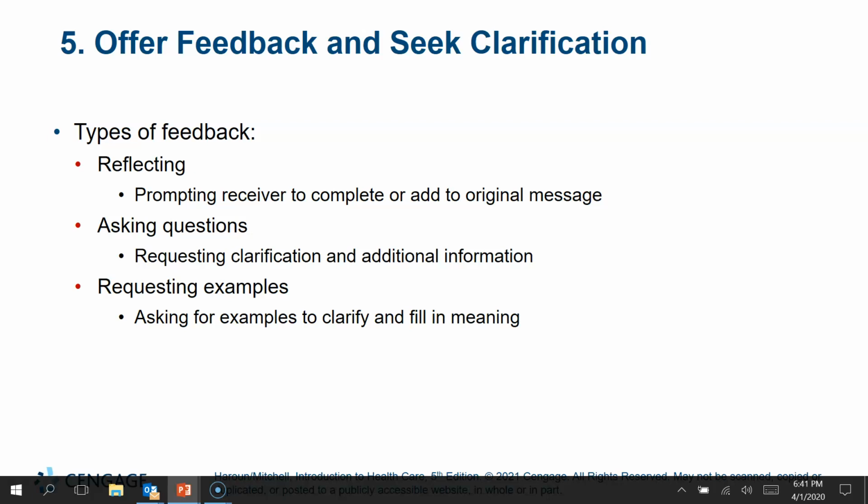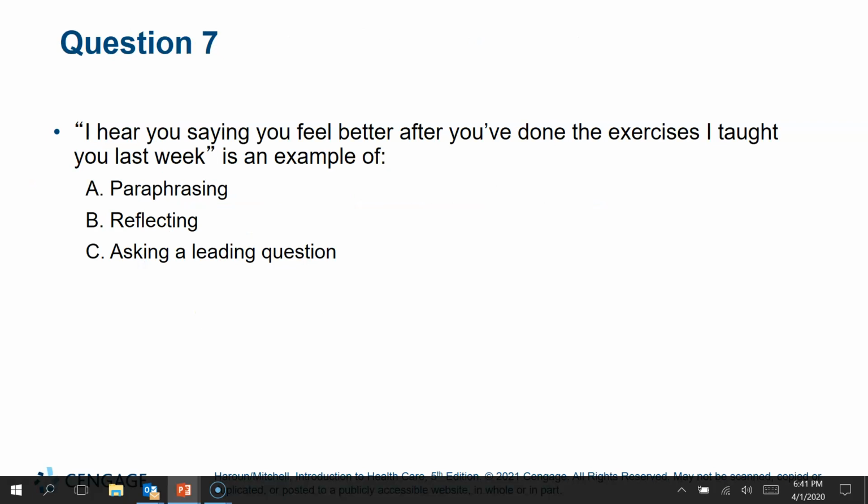Step 6 is evaluate the encounter. And when we talk, go back. So, I always forget the questions. "I hear you saying you feel better after you've done the exercises I taught you last week." Is that an example of paraphrasing, reflecting, or asking a leading question?